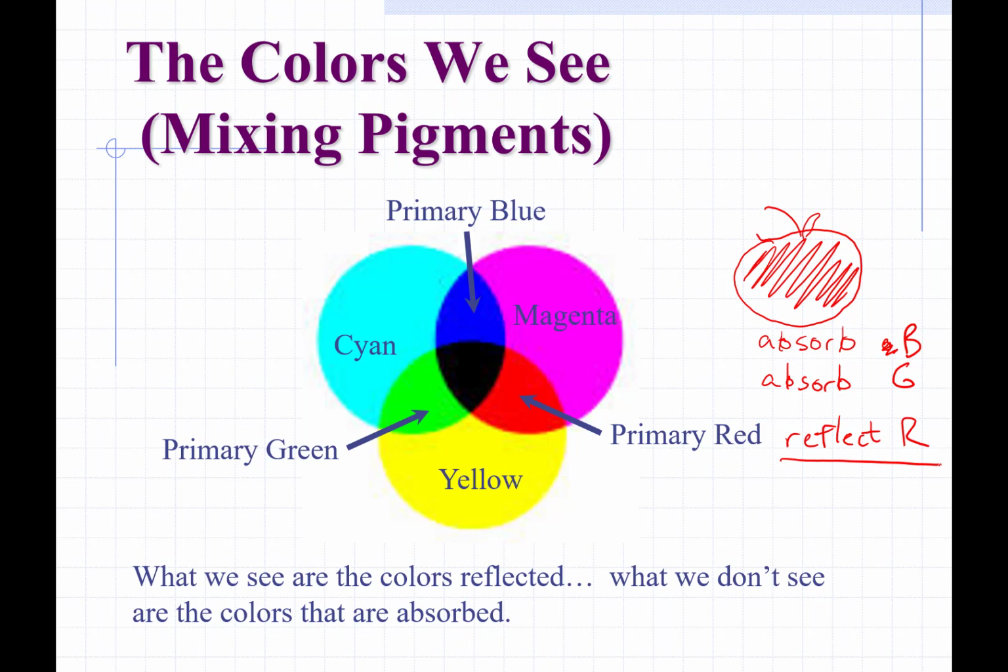So our primary colors of pigments are actually different from our primary colors of light. Our primary colors of pigments are cyan, yellow, and magenta, based on the colors that they absorb. Magenta absorbs green, yellow absorbs blue, and cyan absorbs red.